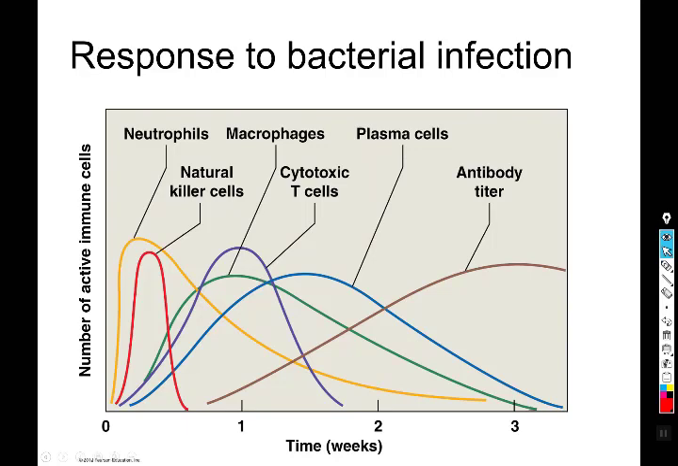So this is just a chart showing you the time in weeks, and then the level of active immune cells. And as you can see, as far as the immune system is concerned, we have innate and non-specific defenses. So these are things like neutrophils and macrophages. We also have specific defenses. But everybody participates, just at different time frames and at different levels.